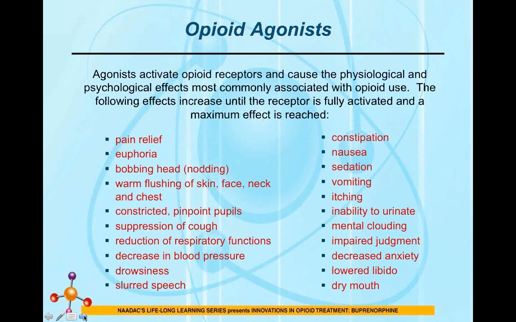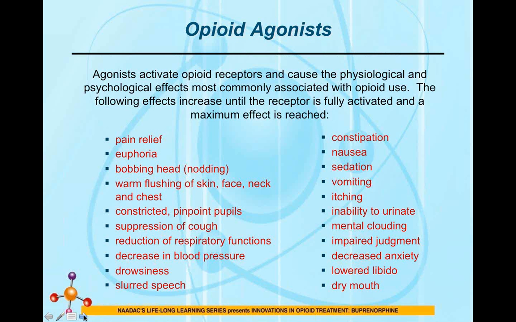In general, agonists activate the opioid receptors. That's what they do. They just activate it. They don't do anything else beyond that. And then by activating those opioid receptors, it in turn causes the physiological and psychological effects that you most commonly see with your clients who have active opioid use. As you can see, based on all of the bullet points there in red, these are all of the effects that taking an agonist would have on an individual.